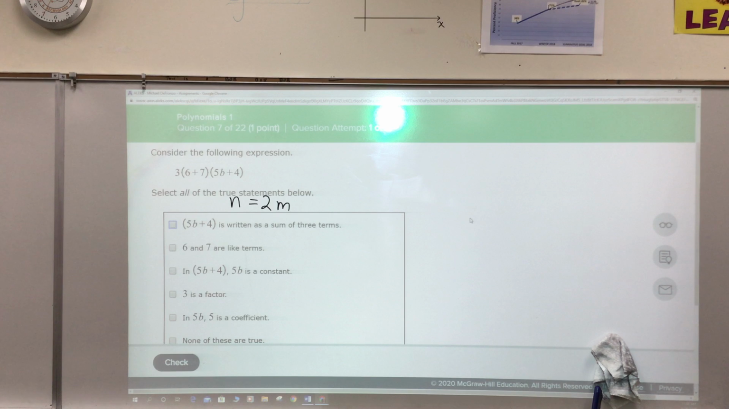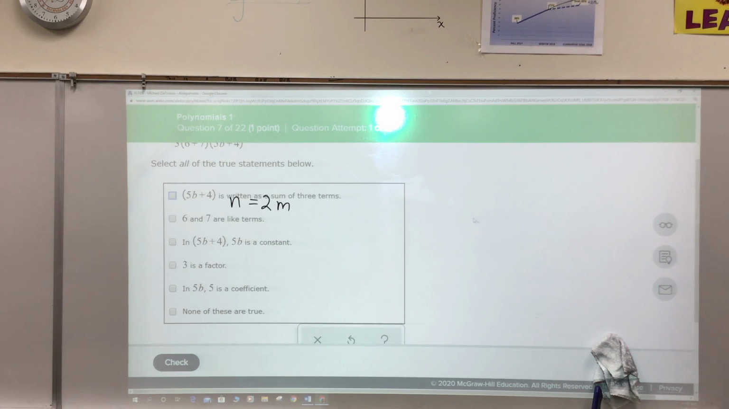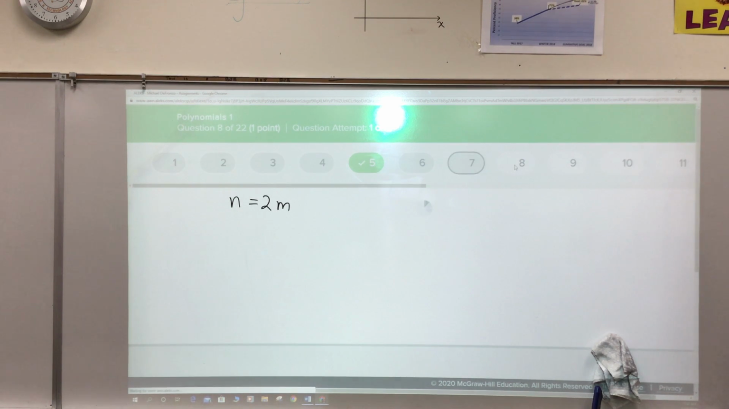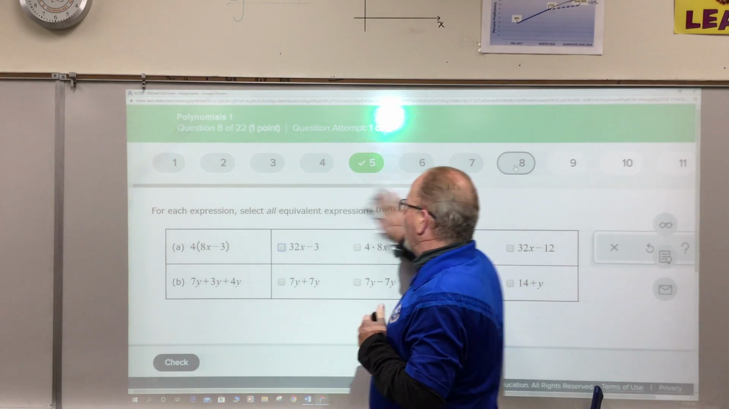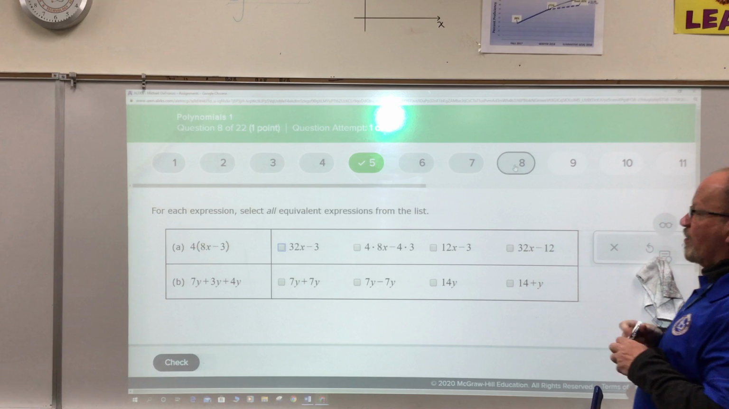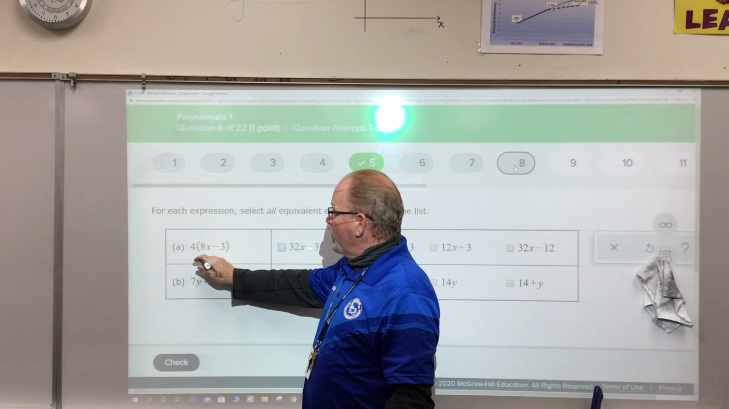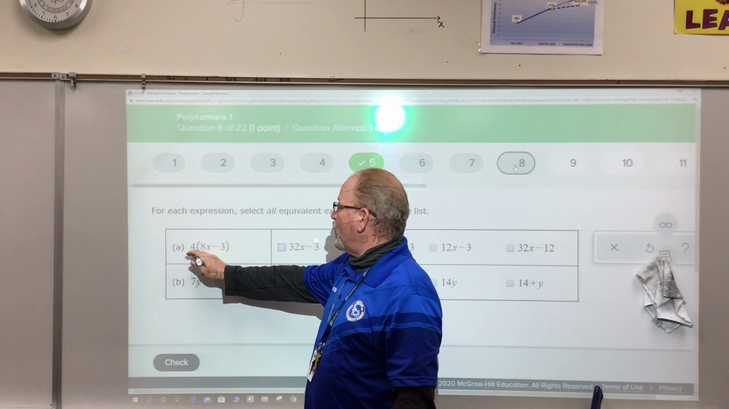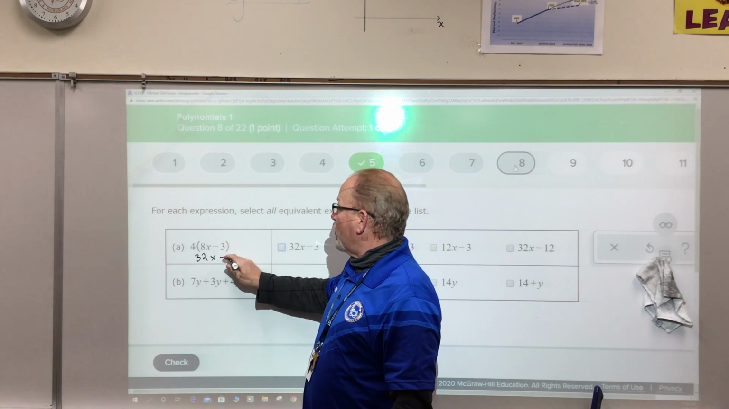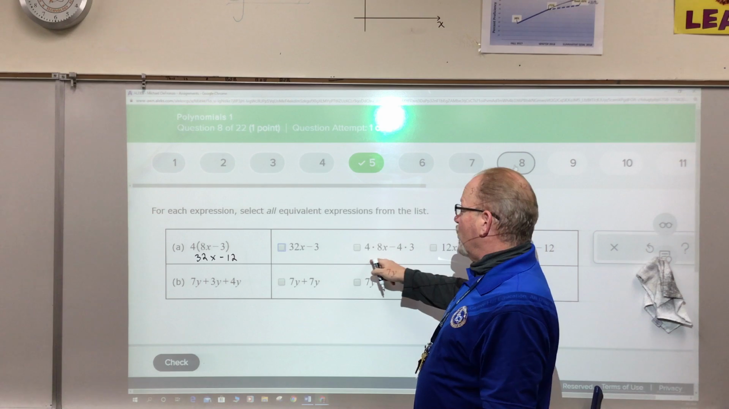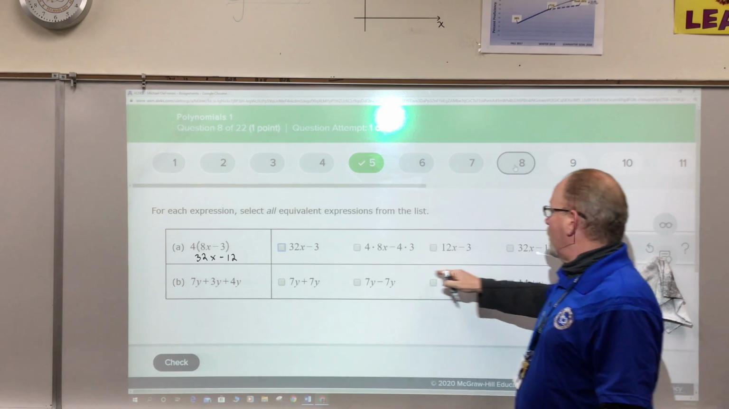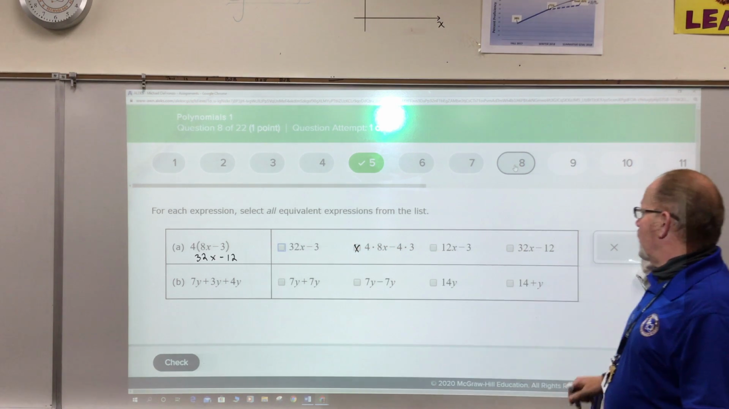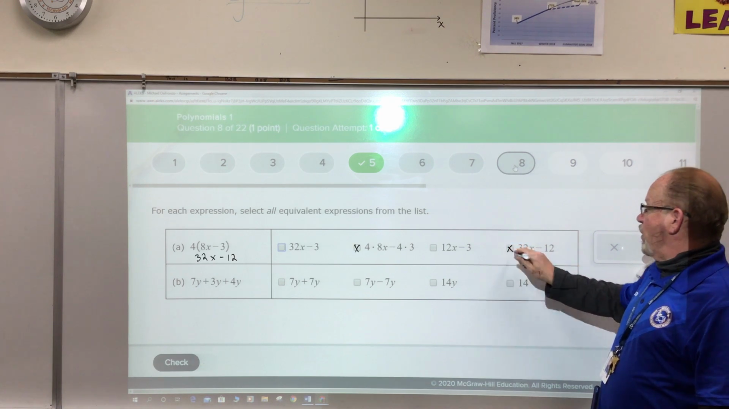Okay, so here we are again with vocabulary. Select all of the equivalent expressions. Well, let's do the math here. 4 times 8x is 32x. You can use a calculator. 4 times minus 3 is minus 12. So 32x minus 12. That's not it. 4 times 8x minus 4 times 3, that's right. 32x minus 12, that's right.